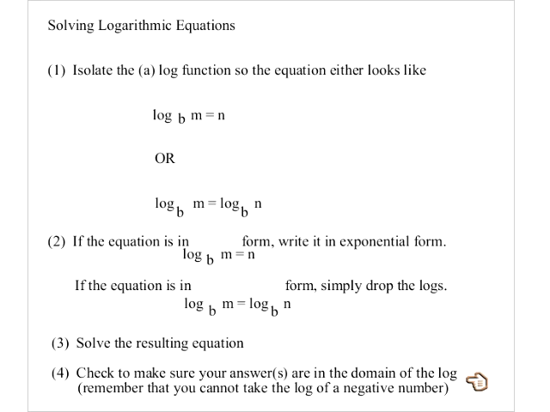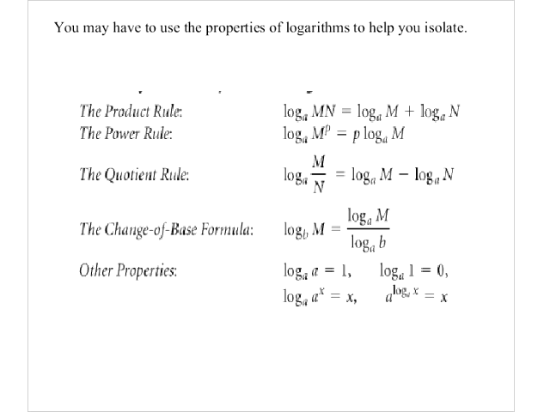Now, you always need to make sure that your answers are in the domain of the log function, and you've got to remember that you cannot take the log of a negative number. When you're doing this, you may need to use some of these properties of logarithms to help you isolate the logarithms if there's more than one. The product rule is like the product rule for exponents. When you're multiplying, you add. If we had two logs being added, we bring it together as a product. And the same thing here, if we had two logs being subtracted, we subtract exponents when we divide, so we'd write it as a quotient.